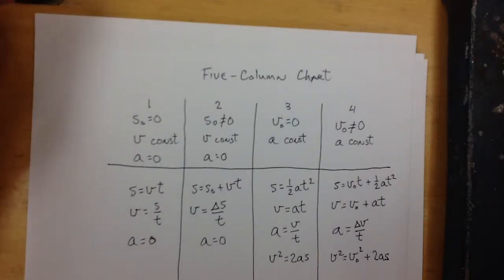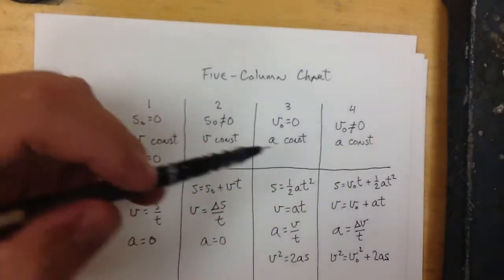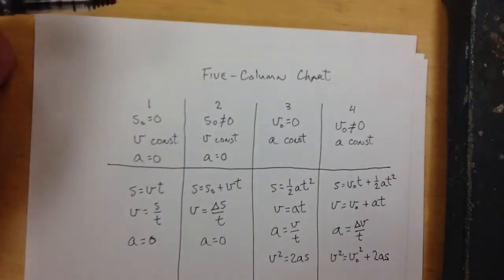This lesson is about turning graphs of motion into equations of motion, and the end result will be what is commonly called in physics the 5-column chart for equations of motion. The 5th column will be derived at a later date, but you can see here this is the end product of what we're trying to develop today.